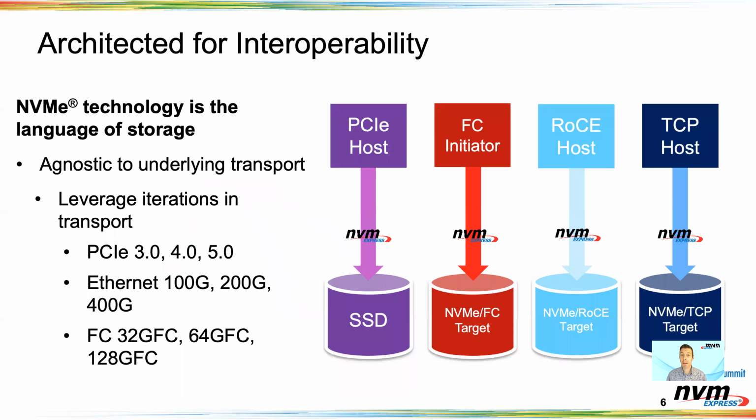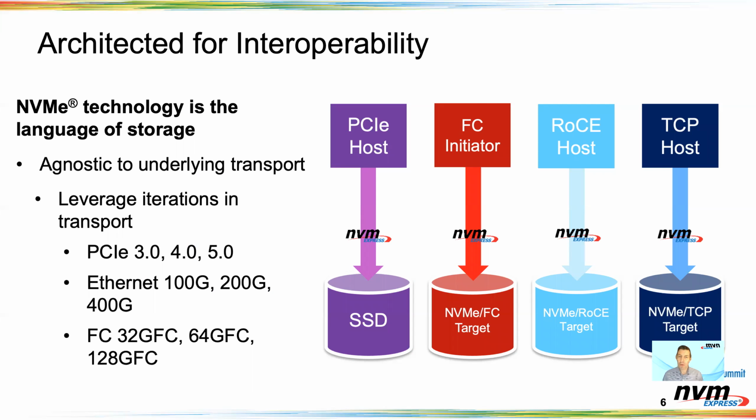We see some of the same characteristics on the transport side when we talk about NVMe over fabrics. Here we have illustrated some common transports for NVMe-oF. They all use the NVMe protocol. And the beauty here is that as those underlying transports do speed iterations as they increase their throughput, again, the NVMe protocol can take advantage of that.